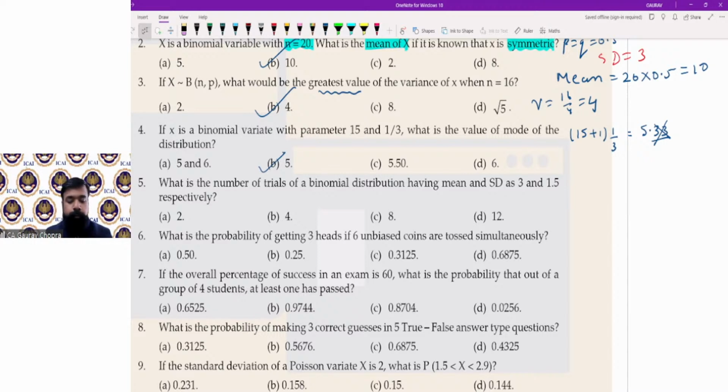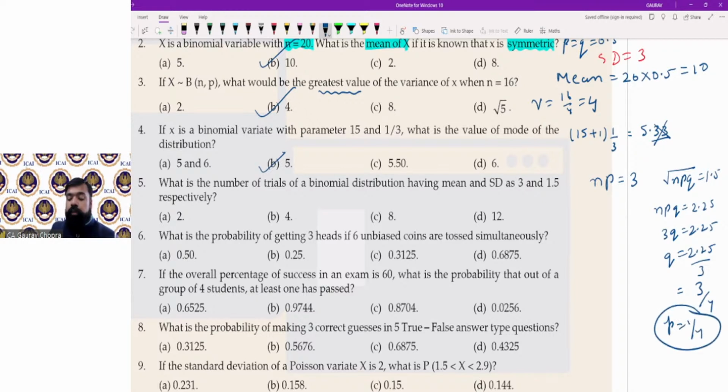This pattern we have covered. Mean is 3, so NP is 3. Standard deviation root NPQ is 1.5. Now squaring both sides, you will get NPQ equal to 1.5 square, that is 2.25. You can replace NP with 3. Therefore, Q will be 2.25 upon 3, which becomes 3 by 4. So Q is 3 by 4, P is 1 by 4. From here, N into 1 by 4 is 3, so N will be equal to 12. So option number D is correct.